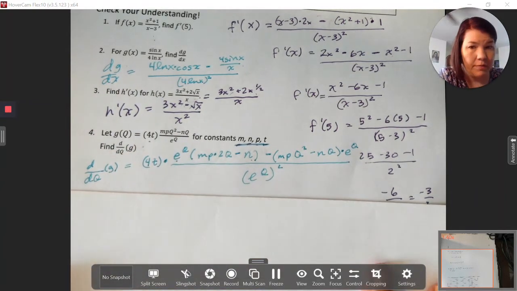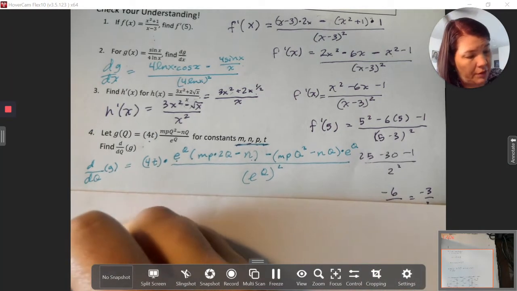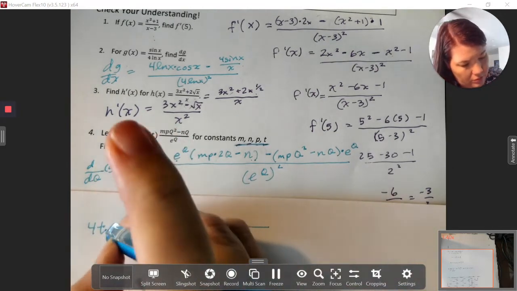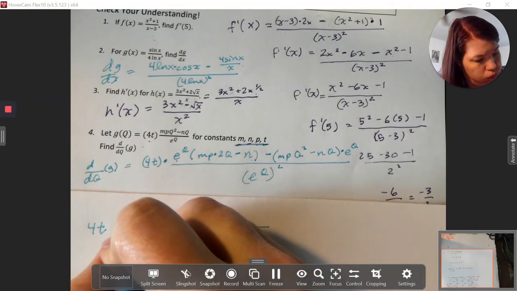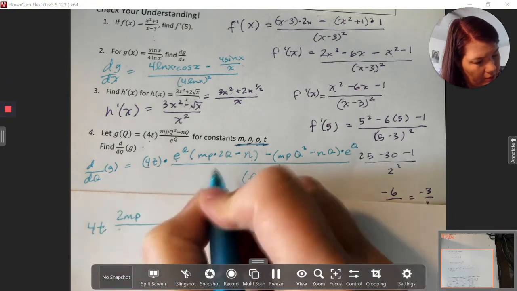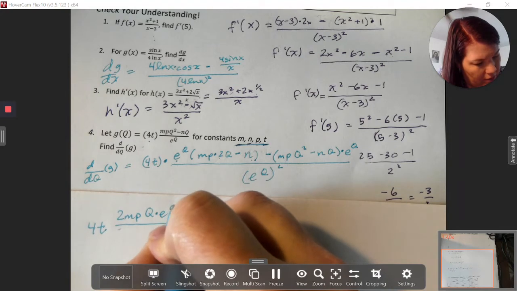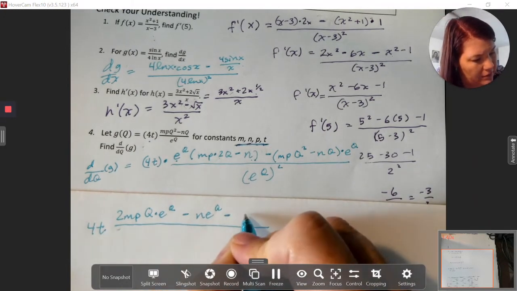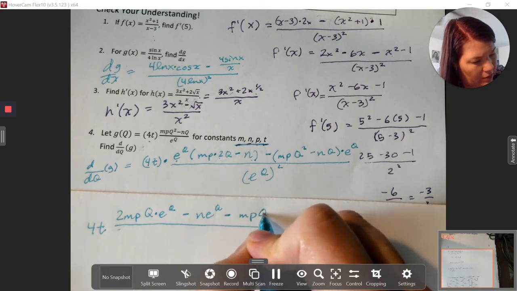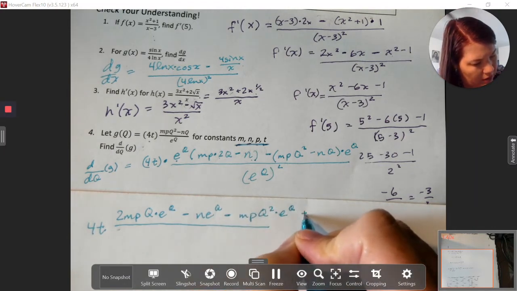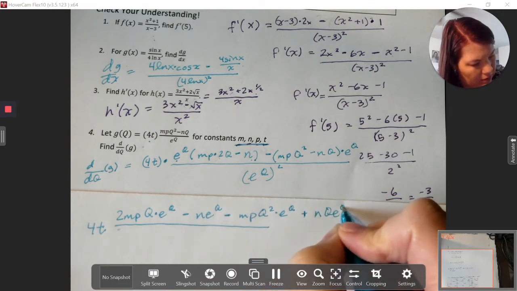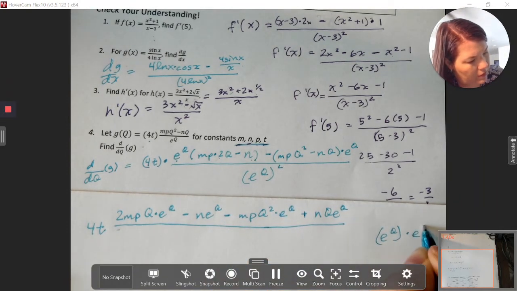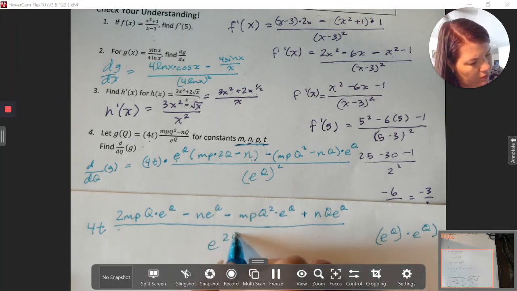I'm going to go ahead and do a little simplifying now. So my numerator 4t sits there, fraction, 2mpq times e to the q minus n e to the q, minus mpq squared times e to the q, plus nq e to the q, all over e to the q times e to the q, which is e to the 2q.